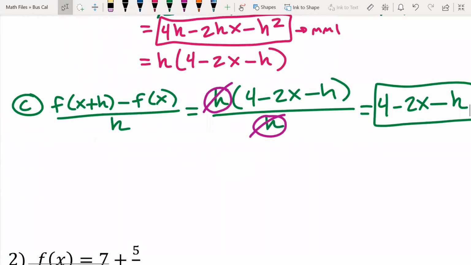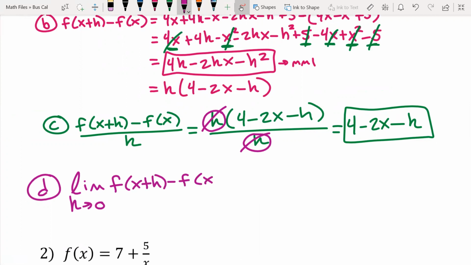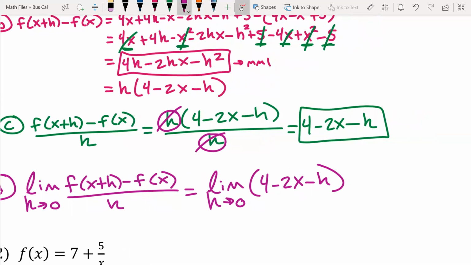And now we get to the final step. Oof. Step D. This says, what is the limit as h approaches 0 of f of x plus h minus f of x all over h? And all we do is start where we left off in step 3, or step C, and I'll rewrite this as the limit as h approaches 0 of 4 minus 2x minus h. And here's the next rewarding part of all this. What number do you get to plug in for h? 0. And we get our final answer of 4 minus 2x. Woo! This is the derivative.